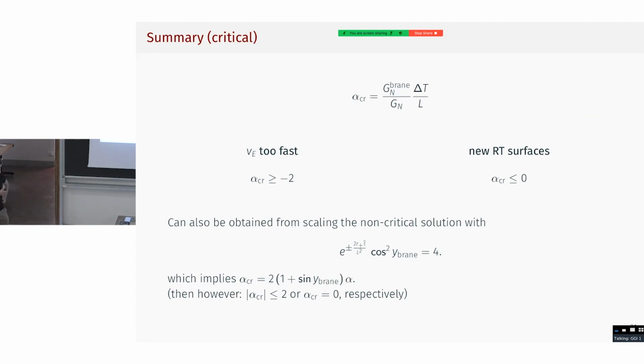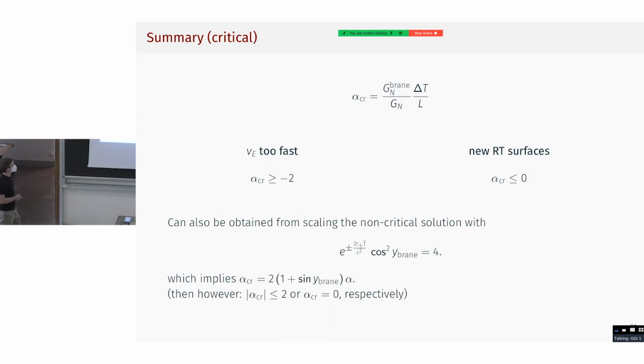I said before that this critical solution is obtained by a particular scaling of the subcritical solution. You can go through the algebra and see how the different parameters are related if you do this. It turns out that the correct scaling is to shift your time by t bar up here, whilst keeping e to the time shift times cosine squared of y brane equal to a constant. This implies that alpha critical in this solution is related to the alpha in your subcritical solution by a y brane dependent coefficient.